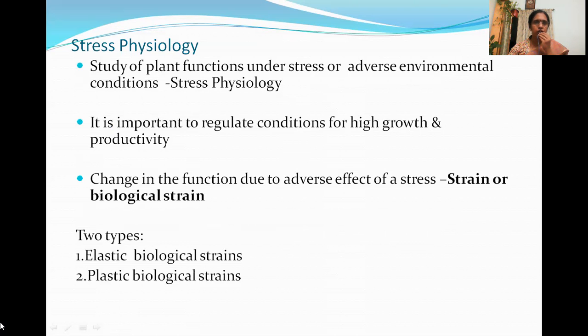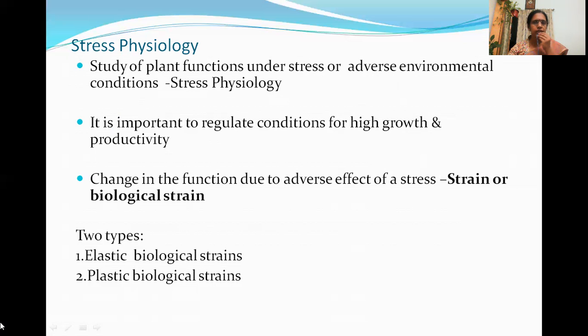Then, what is stress physiology? The study of plant functions under stress or adverse environmental conditions is called stress physiology. It is important to regulate conditions for high growth and productivity because stress induces many abnormal growth conditions which are not required for the growth of the plant. It will hamper the yield and produce with respect to agriculture. So it's very important to regulate the conditions for high growth and productivity, avoiding stress.